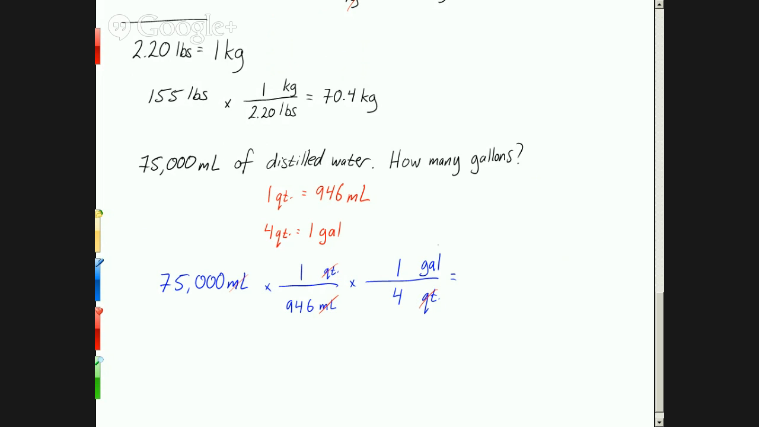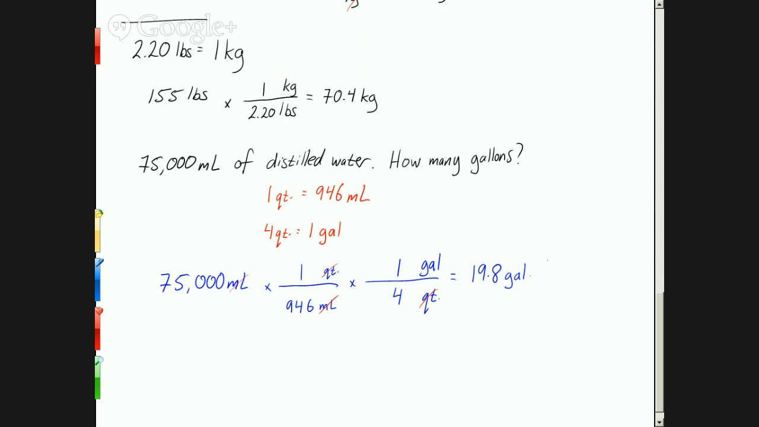Anybody punch that out? Suppose I have a calculator here. What did you say? 19.8? Let me see if I get it. Yep, 19.8. That's what I get too. 19.8 gallons. All right, so we're going to go to the store, buy 20 gallons, and we'll have just enough and a little bit extra for our dialysis machine.